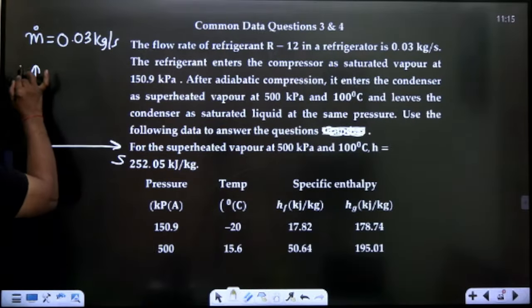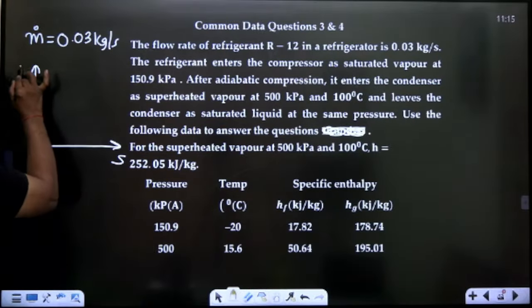Okay, 1, 2, 3, 4. What is said? The mass flow is given. The refrigerant enters the compressor as saturated vapor. Which point is entry to the compressor? Point 1, on saturated vapor. The pressure is given, 150.9. The evaporator pressure is given as 150.9 kilopascal.